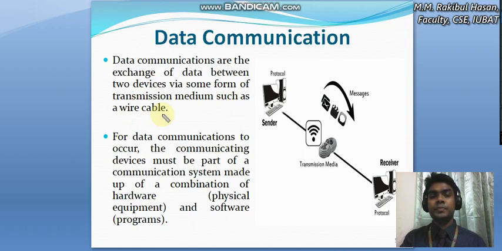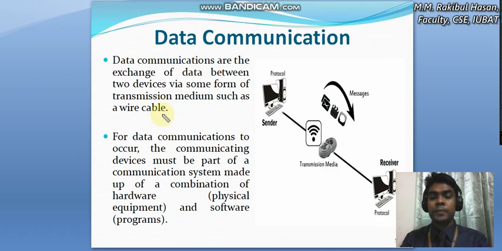Data communication means transferring data from one device to another device, and when I would like to transfer the data, at that time I have to use a communication medium, right? Suppose in the class we basically do our communication, isn't it? How I'm speaking and you are listening.